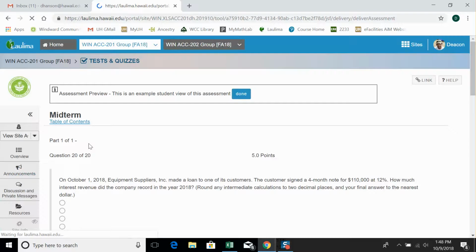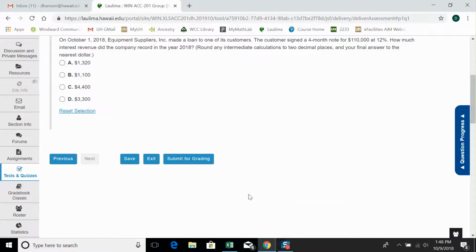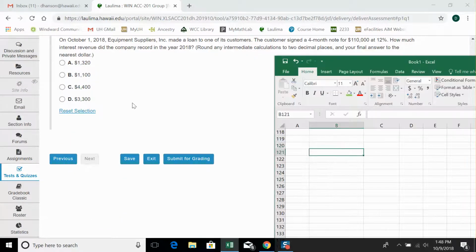Okay, and then let's see, question 20 of 20. It says, on October 1, 2018, Equipment Suppliers Inc. made a loan to one of its customers. Okay, so it's important that you keep track of the dates here. So I'm going to go October 1, 2018. Okay, the customer signed a 4-month note for $110,000 at 12%. How much interest revenue did the company record for the year 2018?